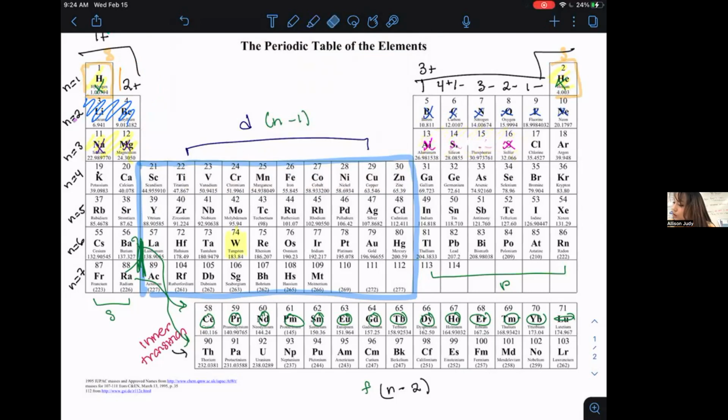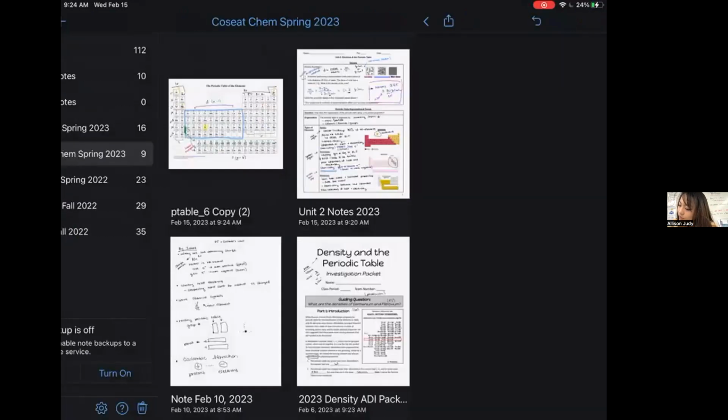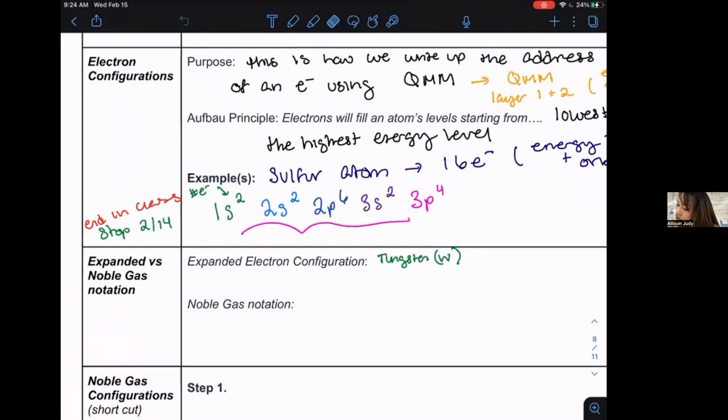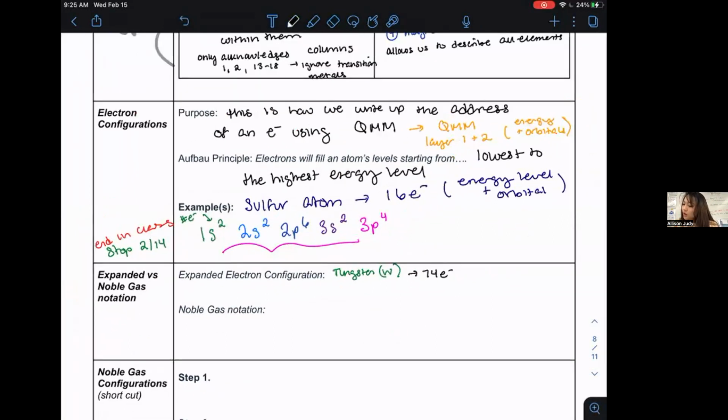Okay, so I'm going to erase all of this for a second, just to start fresh, clean. And we're going to do the same principles of let's start counting. We need to account for all 74 electrons in tungsten. It's got 74 electrons in the neutral state of tungsten. So what are we going to do? We call this, by the way, expanded configuration when we write every single location. I'm going to teach you a shortcut in a second.